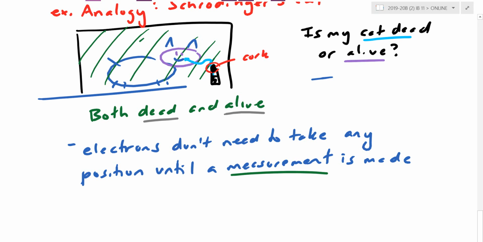The cat was in this funny dead and alive state. It only takes a decision once I go looking for it. So I sort of screw up the system by making a measurement of it. When I go looking for it, I've actually changed what it was doing initially.